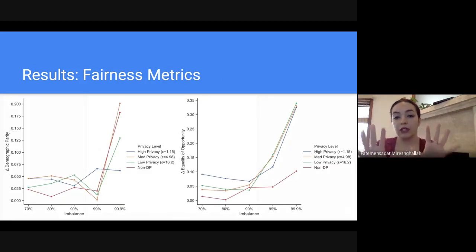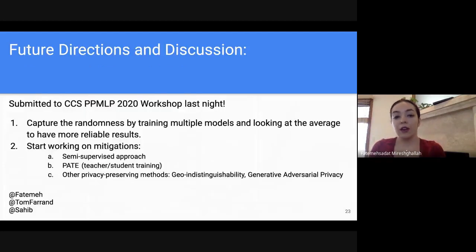And here we're also looking at some fairness metrics that match the results we saw in the accuracy. Our next steps are to study other privacy methods, like adversarial privacy or geo-indistinguishability, and see how they differ from this vanilla DPSGD, and to come up with a mitigation given the insights that we have gained.